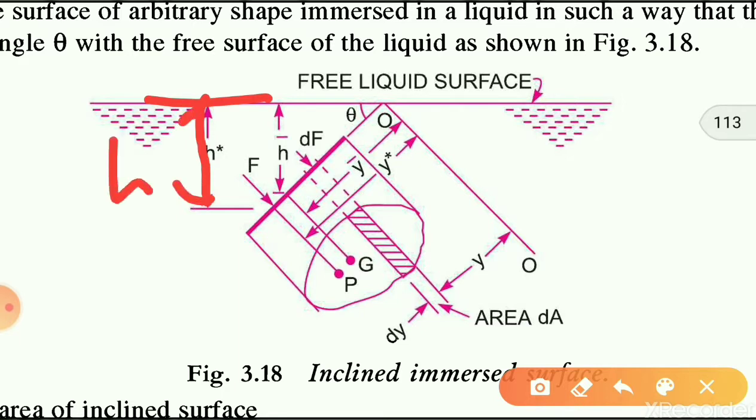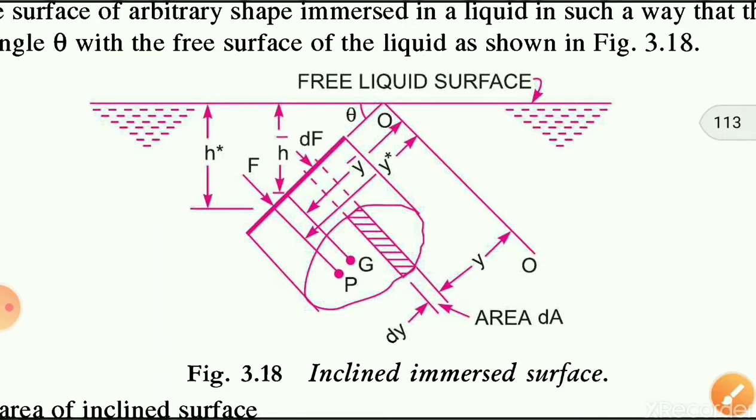So this is similar to the distances from the free surface of the liquid, where s star is the distance of center of pressure from the free surface of the liquid, h bar is the distance of center of gravity from the free surface of the liquid, and h is the distance of this elemental strip from the free surface of the liquid. Means there are two types of distance. These h distances are from the free surface of the liquid to that particular point, and y distances are the distance from this axis OO to that particular point.